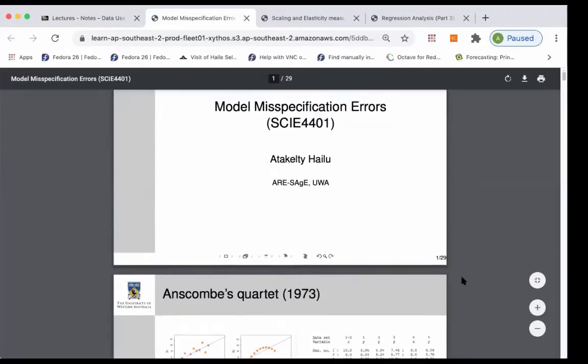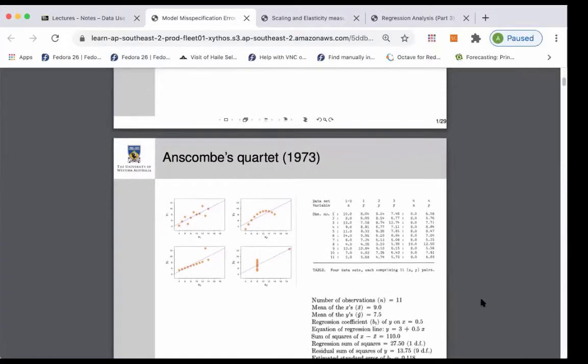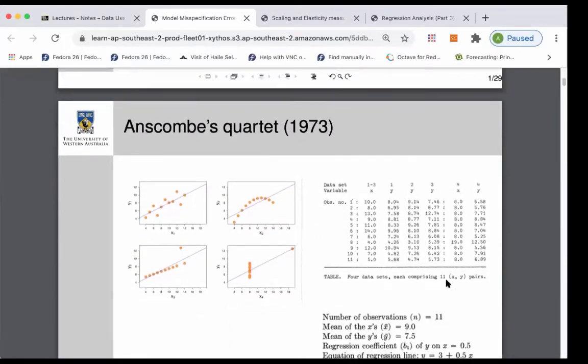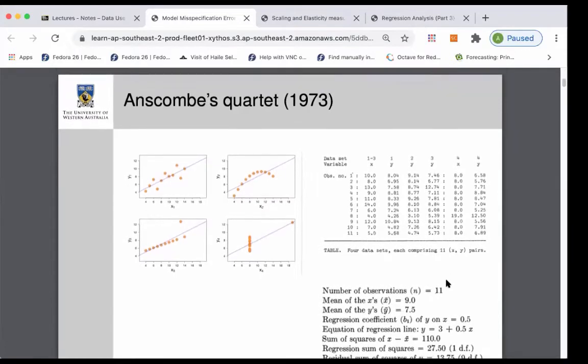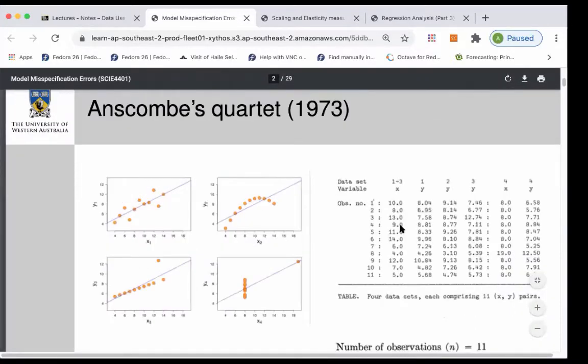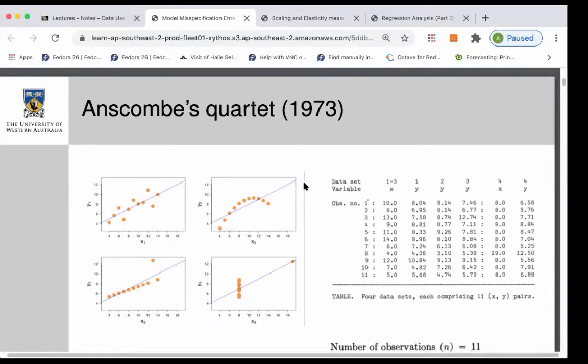Quickly, model misspecification errors. This could be a big topic, but I think in this context, what you need to understand is the model has assumptions, and those assumptions are in the background. I have put in here a very well-known example from 50 years ago by someone called Anscombe. This is artificial data. What he did is he created 4 very different data sets.